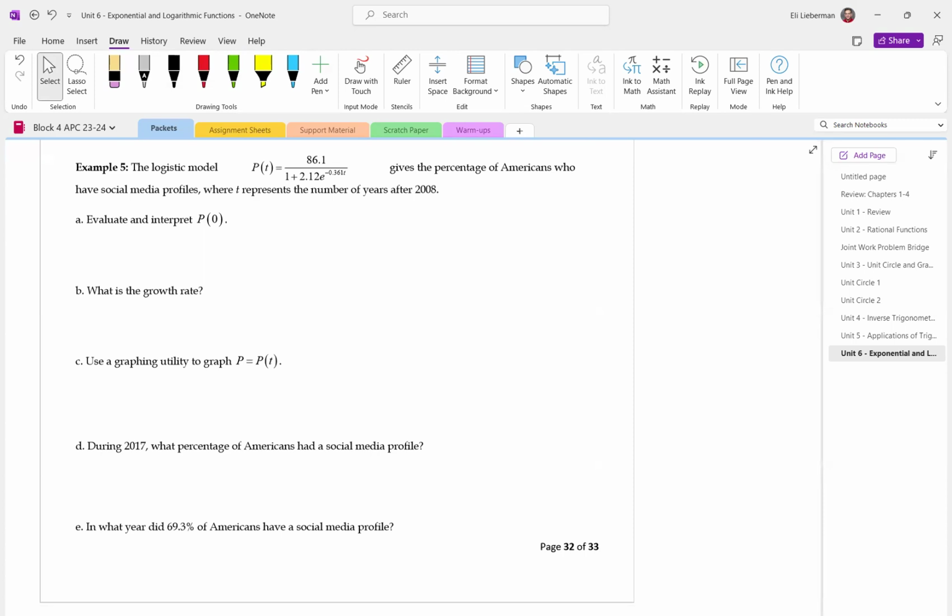Flip it over to the back. So make sure that when you graph this, for C, make sure you see that nice S curve.